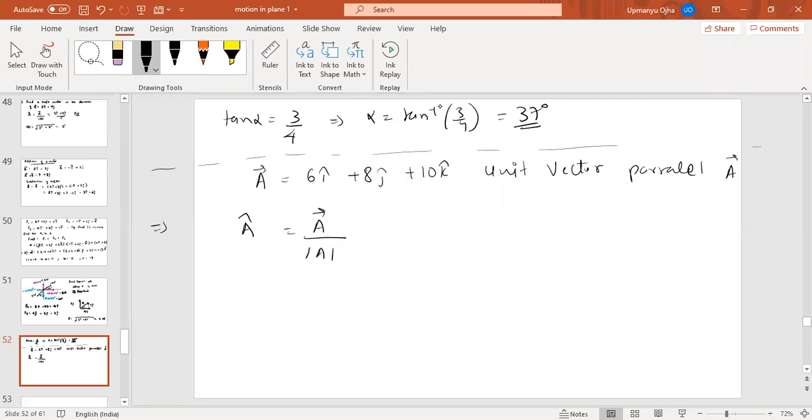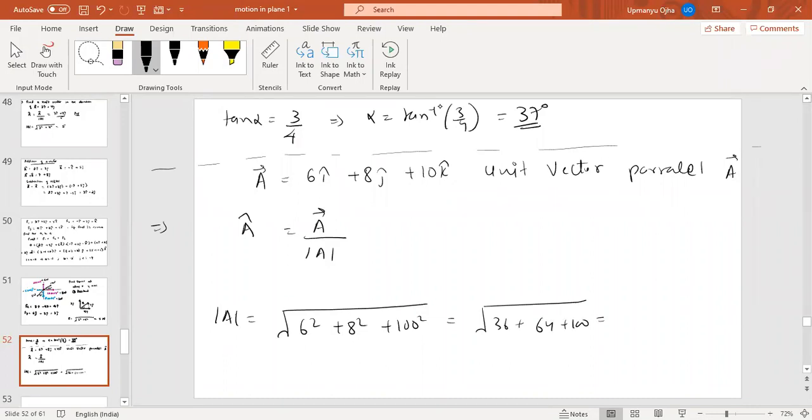Modulus of a. First of all, we need to find the modulus. What is the value of mod of a? That would be equal to 6 square plus 8 square plus 10 square. That will come as how much? 36 plus 64 plus 100 means this would be 200. That is 10 root 2. So 10 root 2 is the value of mod a.